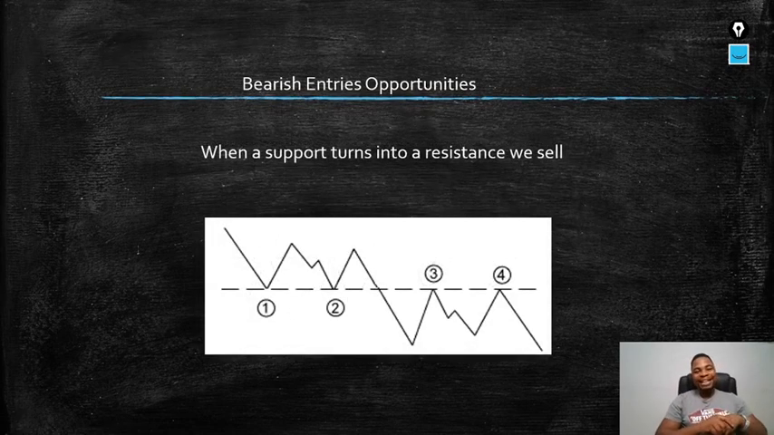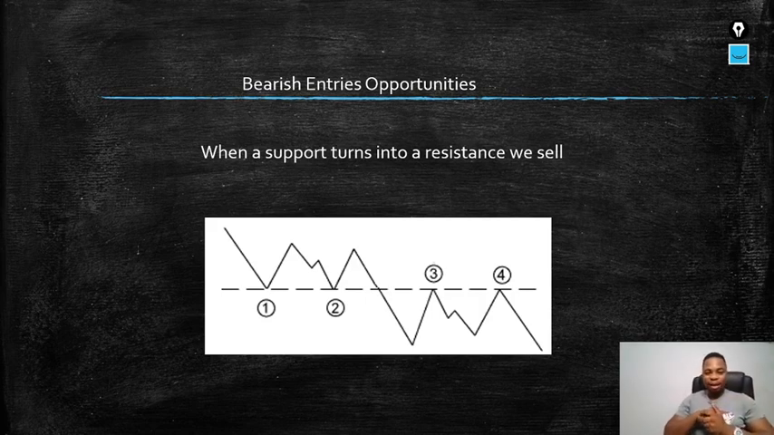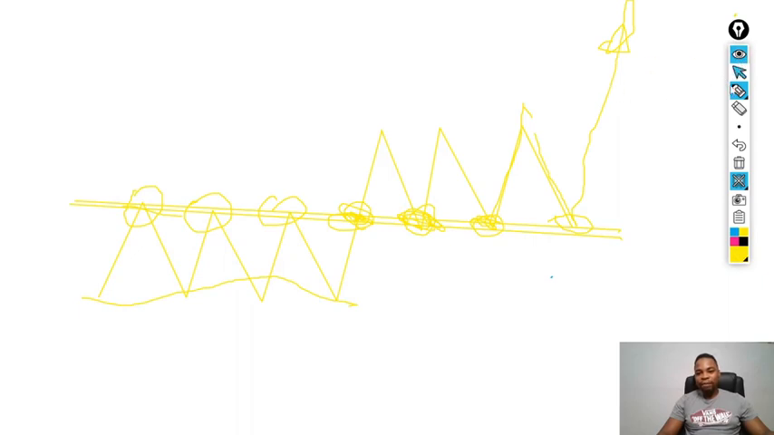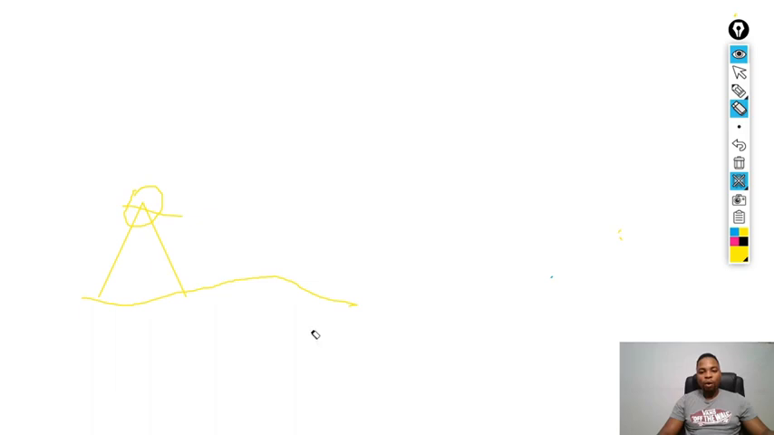So for bearish entry opportunities, it's more likely the same, but it's not the same. You also have to have this strategy in point. When a support turns into a resistance, we sell. So in this case, it's mostly in a downtrend. It's no longer the same as the previous one where it was an uptrend. We were going up on the previous one, but on this one, it's now more of a downtrend.